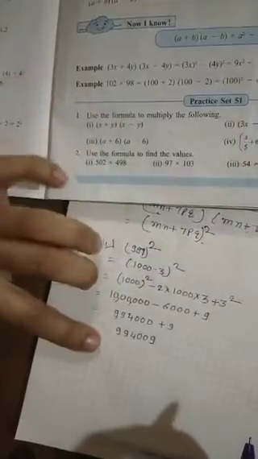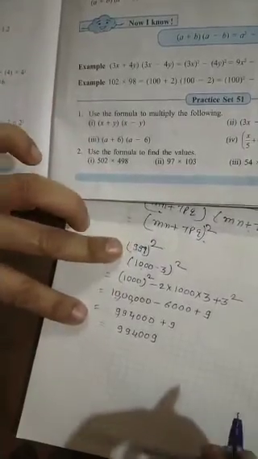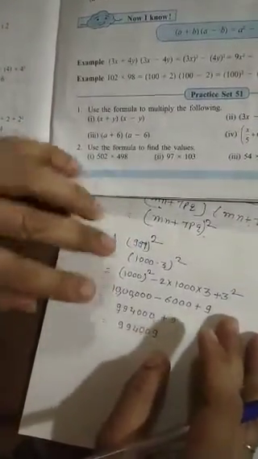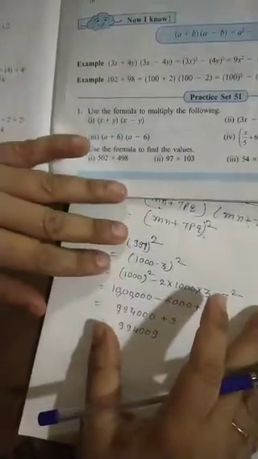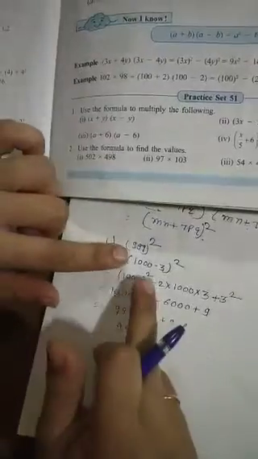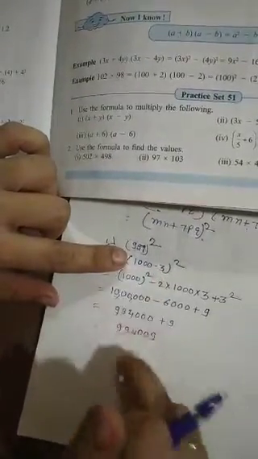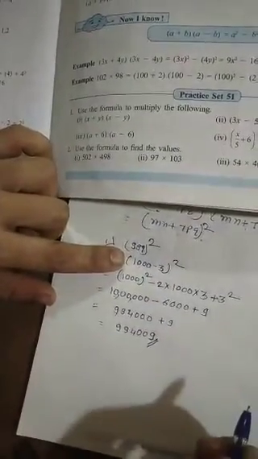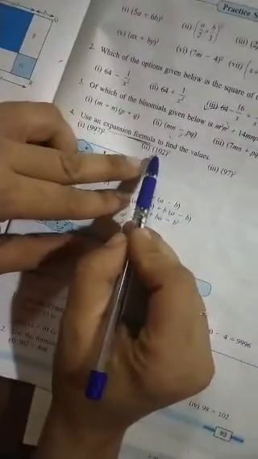See, is it easy? Isn't it very easy? It is very easy. Instead of multiplying it 2 times, if we apply the expansion formula, then we will get the answer very easily. Now move to the next one, that is 102.